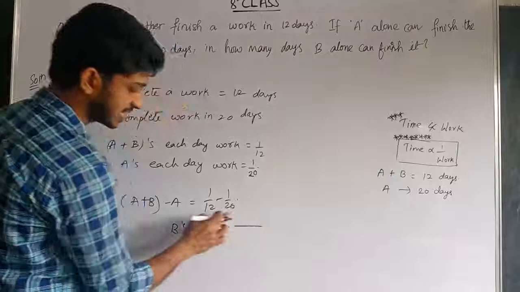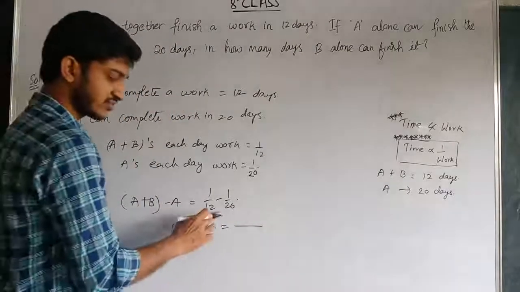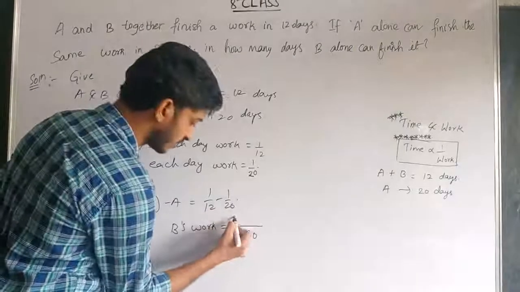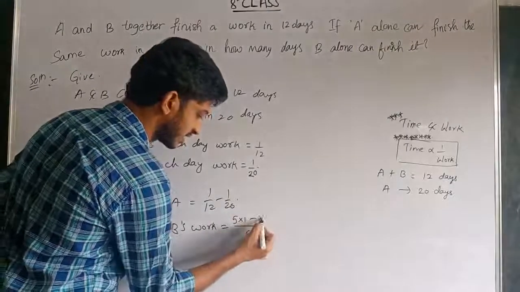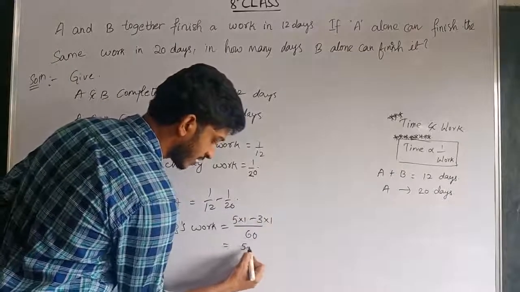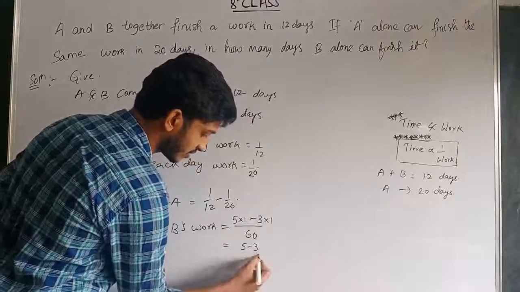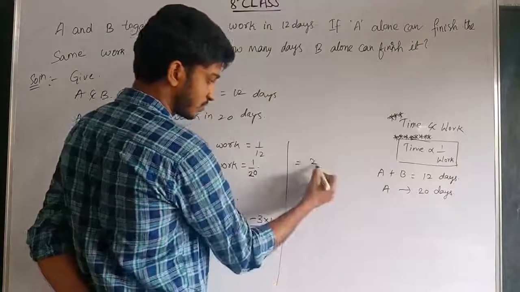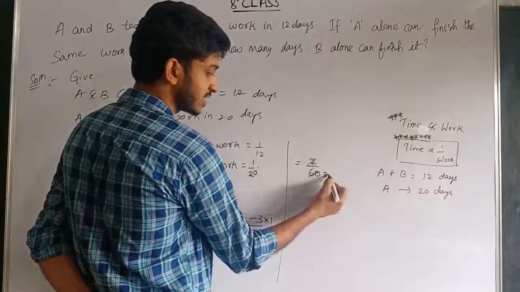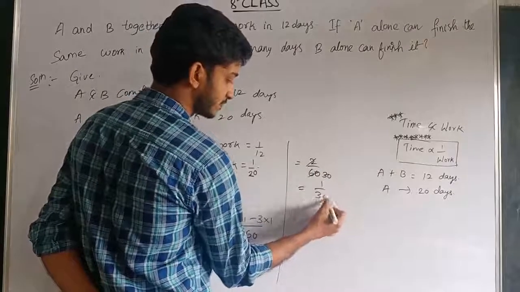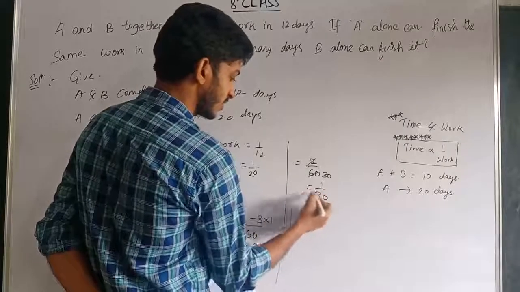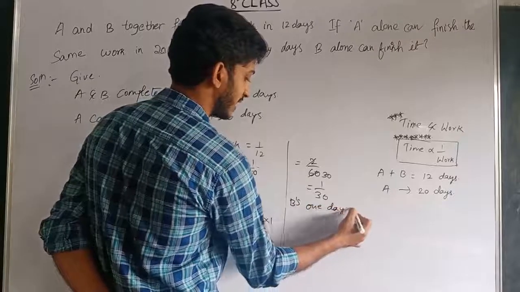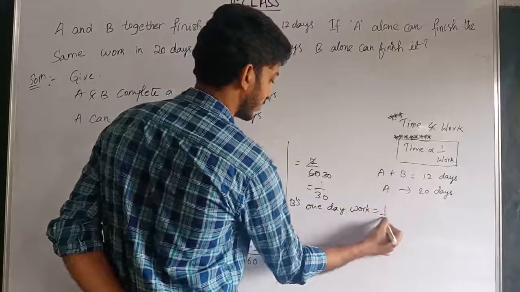B's work equals 1/12 minus 1/20. Take the LCM of 12 and 20, which is 60. In 60, 12 goes 5 times, so 5 into 1, minus 20 goes 3 times, so 3 into 1. That is 5 minus 3, which equals 2 by 60. In 2 table, 60 is 30 times. So 1/30 is B's one day work.